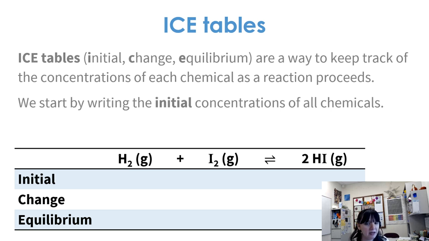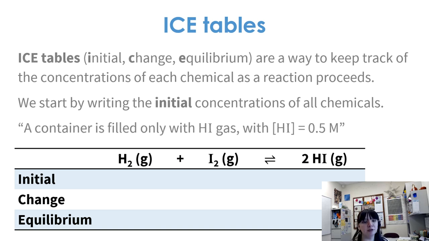So we'll begin by filling this in with the initial concentration of all of the chemicals that are in this problem. Recall that we were told that this container initially only has hydrogen iodide gas in it with a concentration of 0.5 molar. So I can fill that in the initial row. Under each chemical is its own column. For hydrogen, for instance, there's no hydrogen in there, so we say its initial concentration is 0. Same for the iodine, 0, and then the hydrogen iodide will be listed as 0.5.